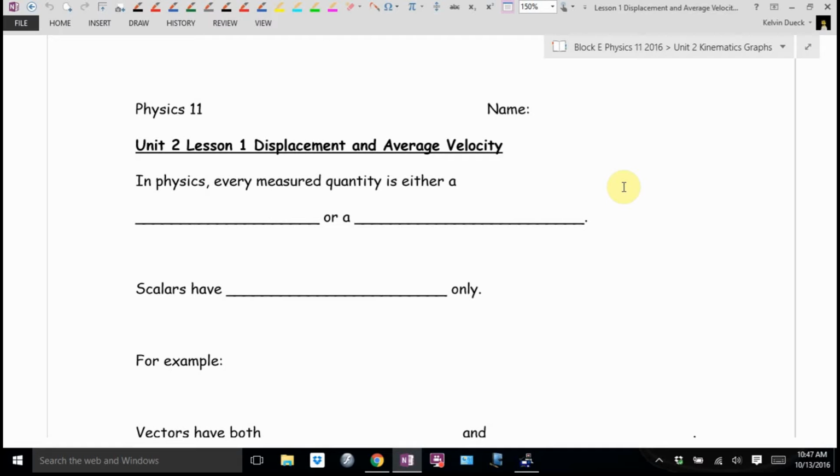In physics, every measured quantity, every single thing that I teach you is either a scalar or a vector. So this year and next year, anytime I show you something new, I'll give you three things. I'll tell you its symbol, because we never write out whole words, we use abbreviations. I'll tell you the units that it's measured in, and then you'll hear me tell you whether it's a scalar or a vector.